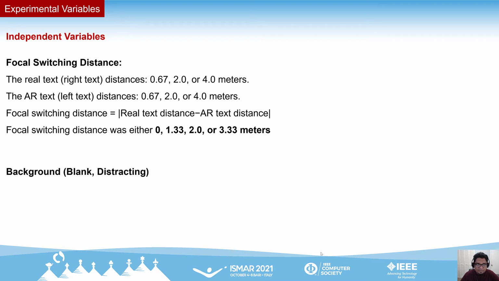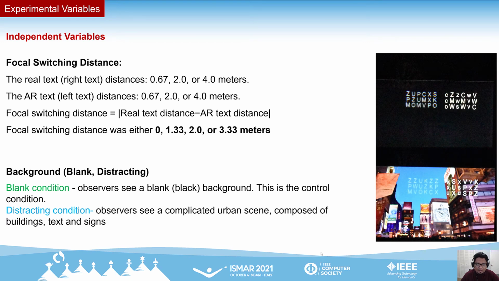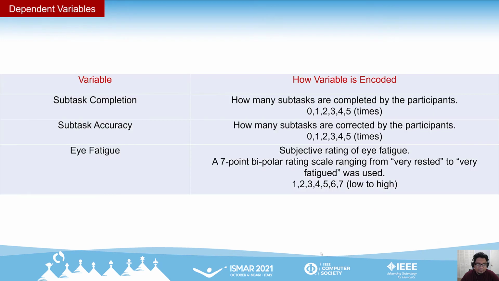We have another independent variable, which is the categorical independent variable, background. We have two types of background, blank and distracting. During the blank condition, subjects observe the textual information on a solid black background. This is basically our control condition. In the distracting condition, a complicated urban scene background was used and participants observed the textual information on that background. If you look at that, you can see the scene is composed of buildings, text and signs, and different distracting elements on the background.